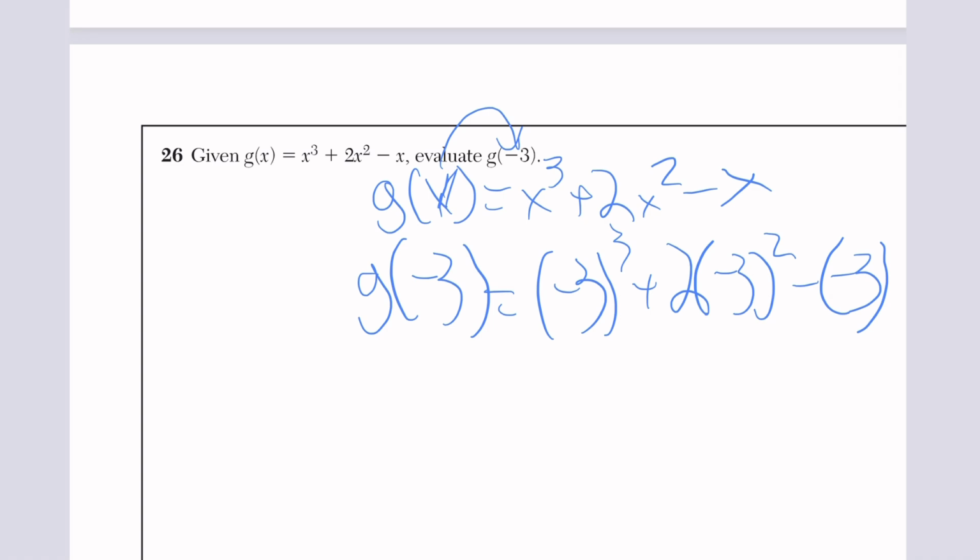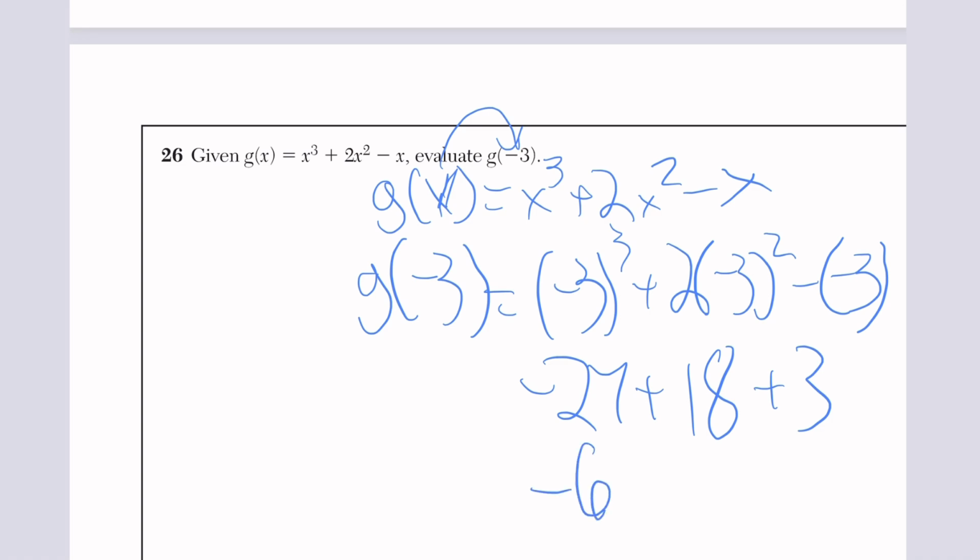Negative 3 cubed is going to be negative 27, plus negative 3 squared is 9, times 2 is 18. And then whenever you have a minus a negative, it's going to be plus 3. So when you evaluate that, you're going to get negative 6. And your final answer is negative 6.